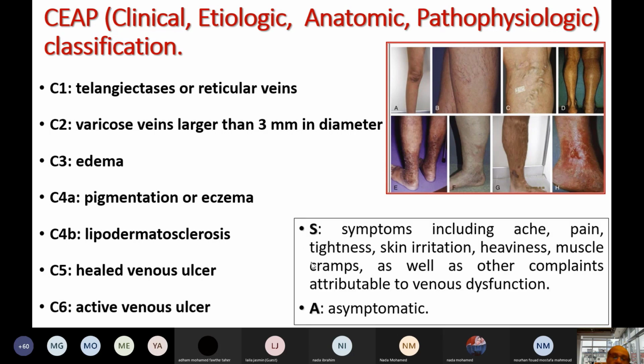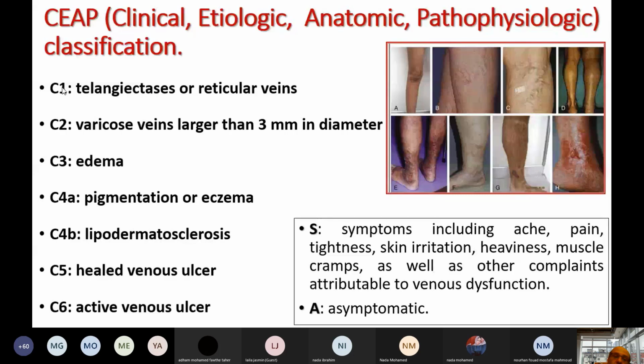We have also another subdivision, which is called S or A. If the patient has any of them without any problem, no symptoms, no pain, no ache, the patient is asymptomatic. So we can say the patient is C3, but it is A category. This means that the patient is asymptomatic. This means that the patient is having edema of the lower limb, but this edema does not bother the patient. He doesn't have skin irritation, no heaviness, no night cramps, and so on.